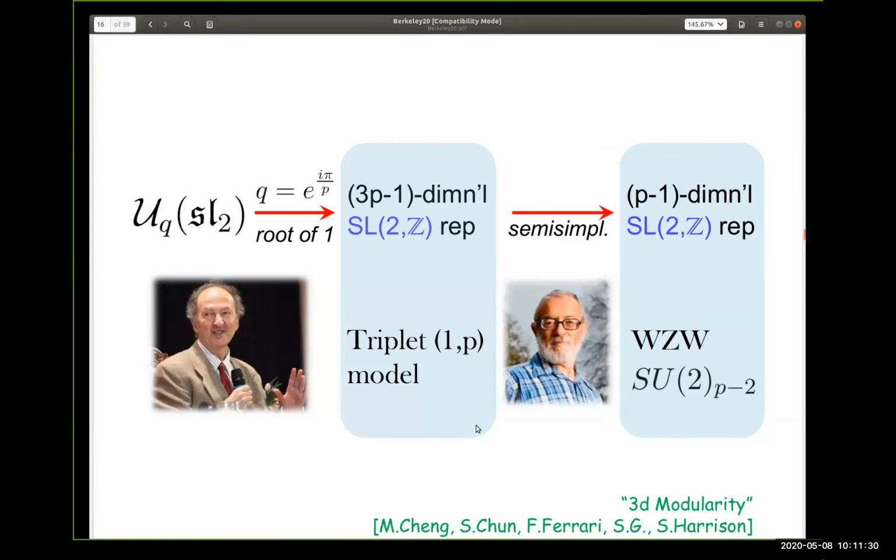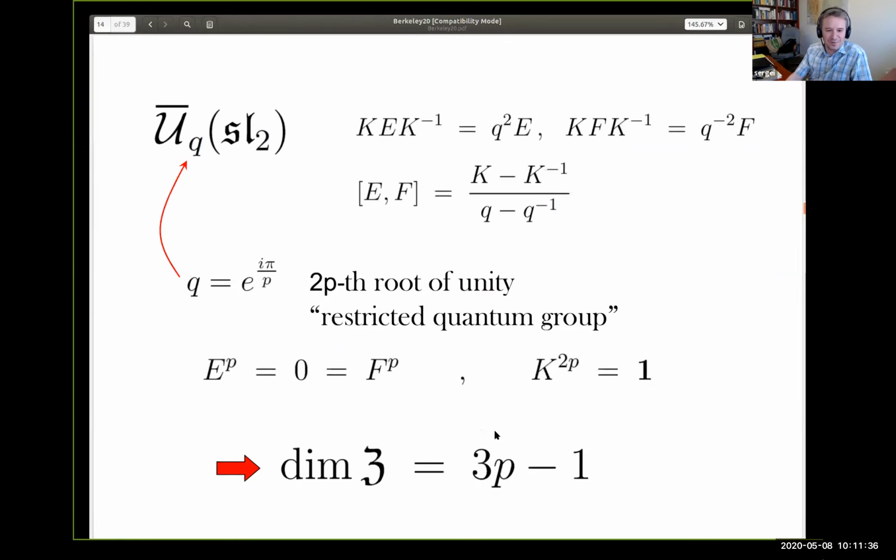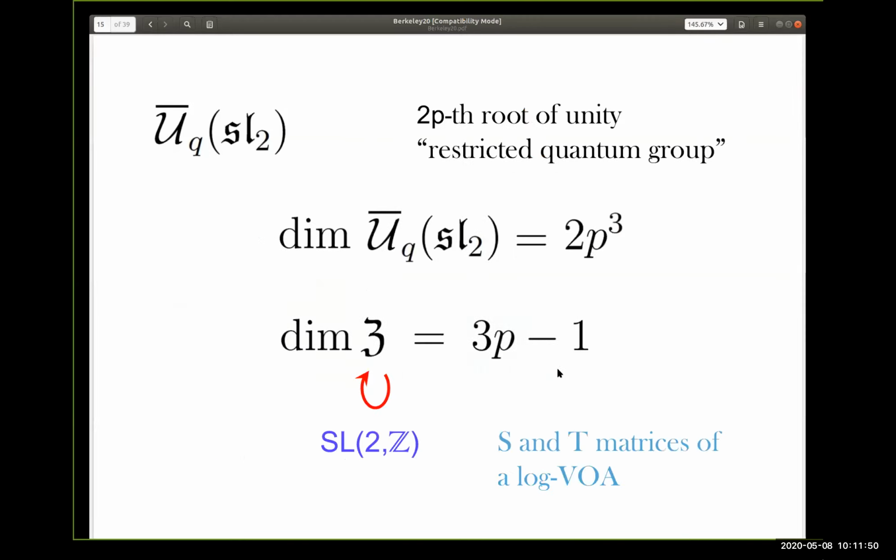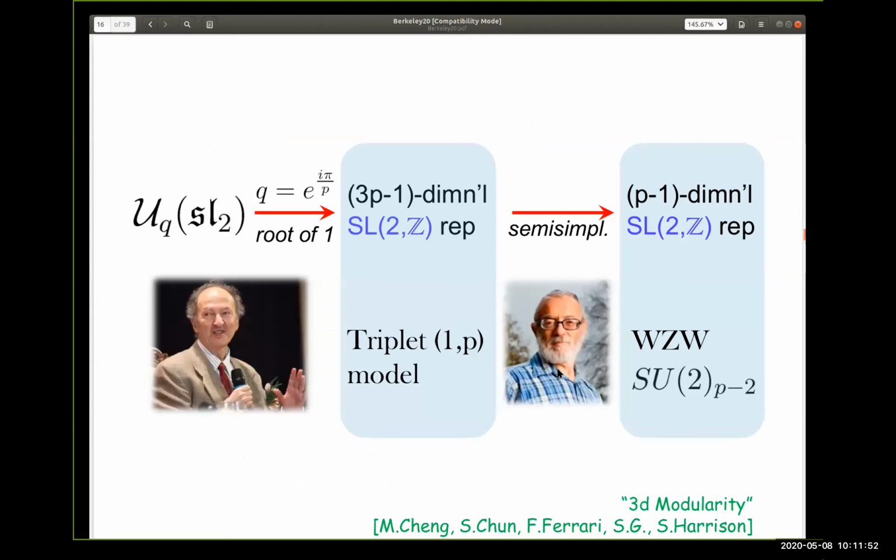But don't you kill something in the first step because you get something infinite dimensional? Yes, that's what I briefly said here, that this restricted quantum group is a quotient of what you get from these relations at q, namely you kill this e to the p, you impose that e to the p is nilpotent, and k is unipotent. All right, okay. Yeah. Any other questions?